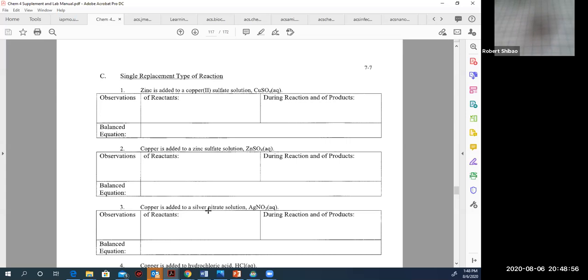It took place. I don't know why there's liquid in my beaker. You can see that fuzz on there, that's silver crystals growing on the copper metal. It looks like there's a little bit of copper left, but you can see that we had some shiny crystals there. And then the solution turned blue. The solution used to be colorless, and now it's getting this blue color to it.